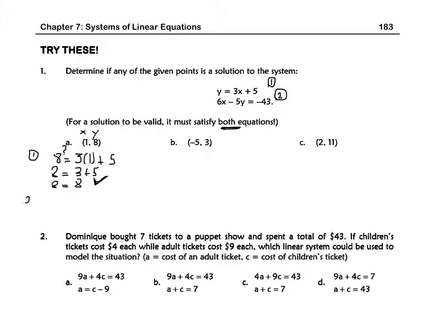And the second equation, we want to check x equals 1 in that equation, so it'll be 6 times 1, minus 5 times y, which in this case is 5 times 8, and we're checking to see if we get negative 43. If we check this side, we get 6 minus 40, and we know that that's not equal to negative 43. So therefore, this is not a solution to this linear system.